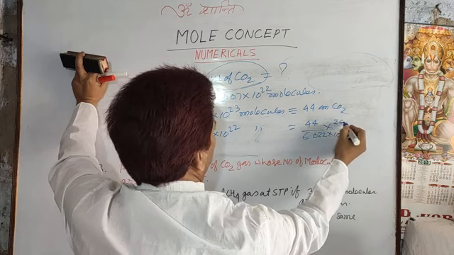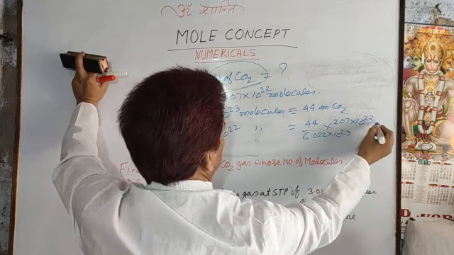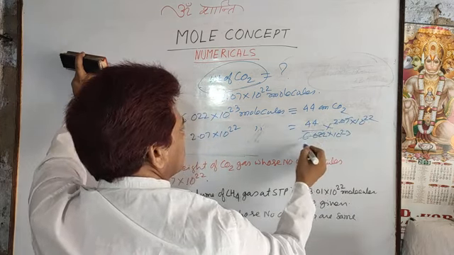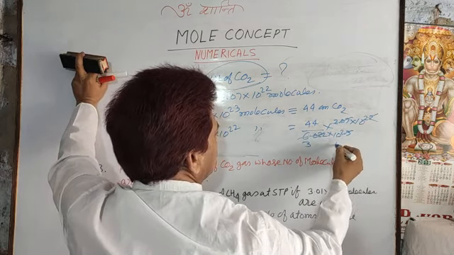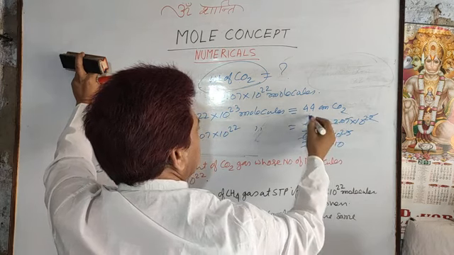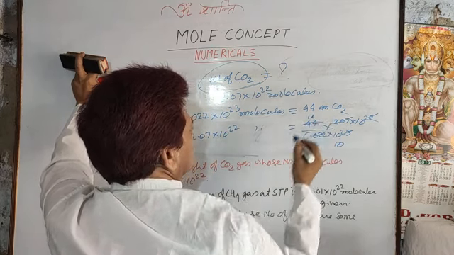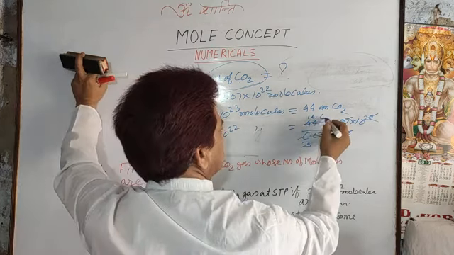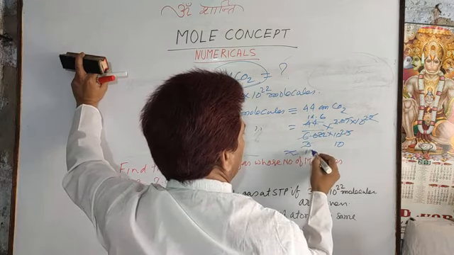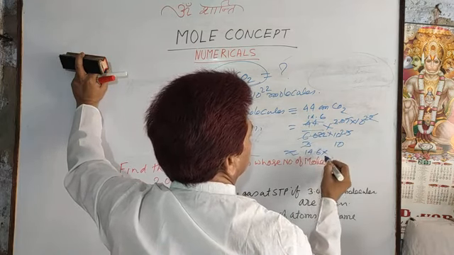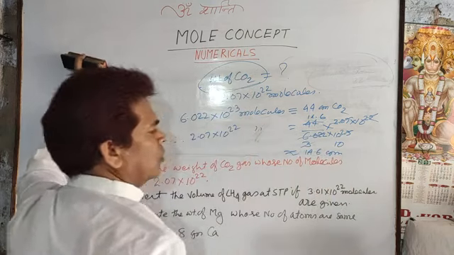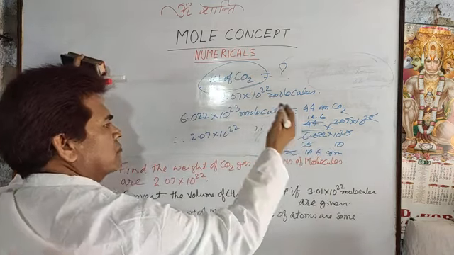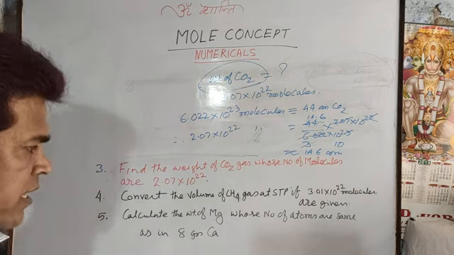and now here 2.07 into 10 to the power 22. So, 2.07 times 3, 6.022, and 22 here 10. Now 3 ones are 3, 3 fours are 12 and 3 sixes are 18. So approximately you can write here 1.46 gram.